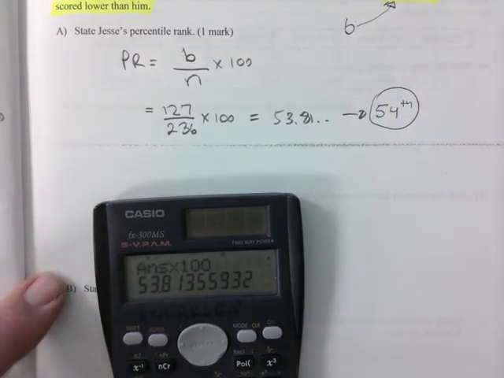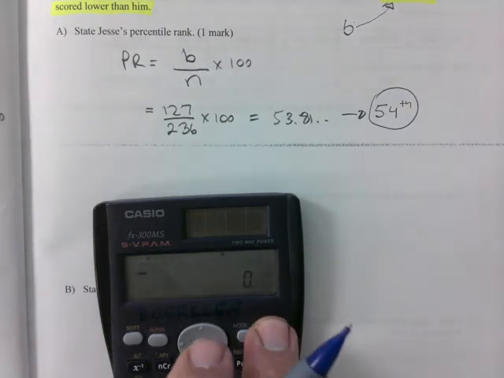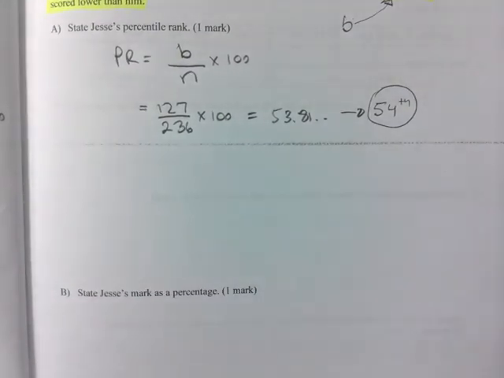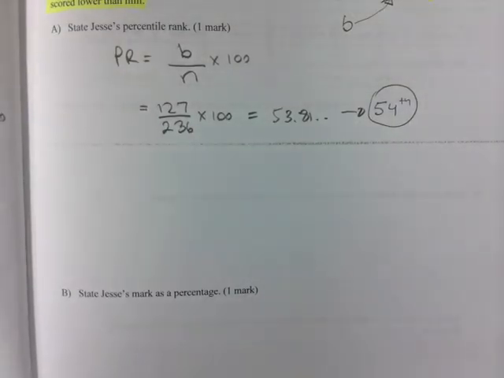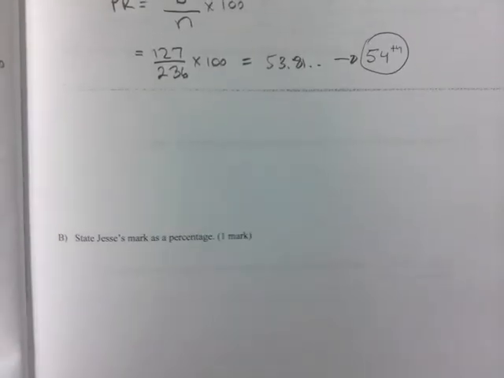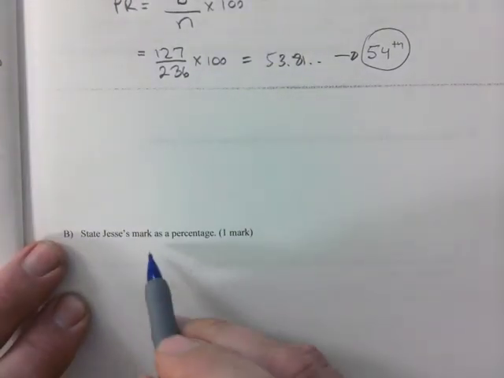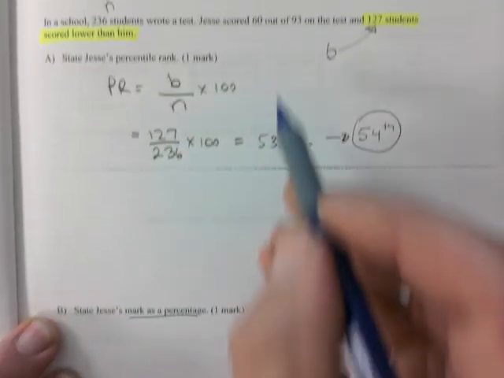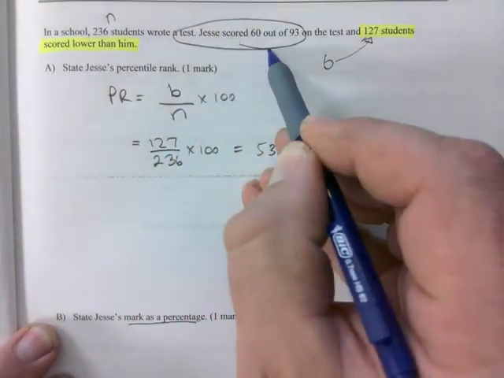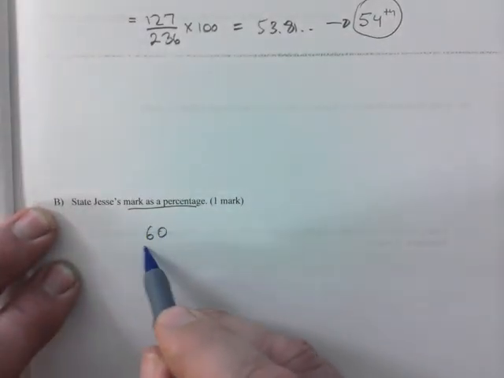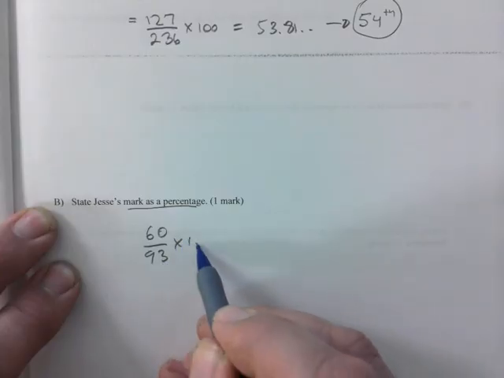Okay. So he's about middle of the pack, right? Half of the people scored below him, half above, so it's about halfway there. What's Jesse's mark as a percentage? Like his actual mark on the test. That's when you use this one. 60 out of 93. So we're just going to go 60 divided by 93 times 100.